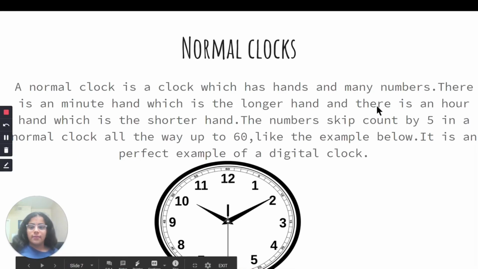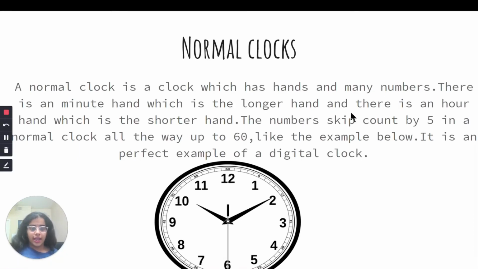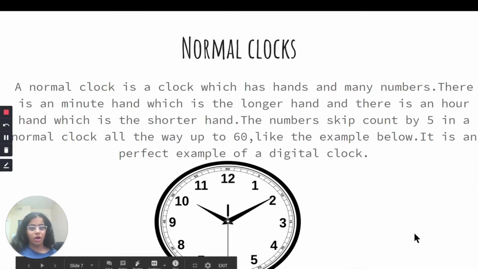There is a minute hand, which is a longer hand, and there is an hour hand, which is a shorter hand, and the numbers skip count by 5 in a normal clock, all the way up to 60, like the example below. It is a perfect example of a clock, so that counts by 5.